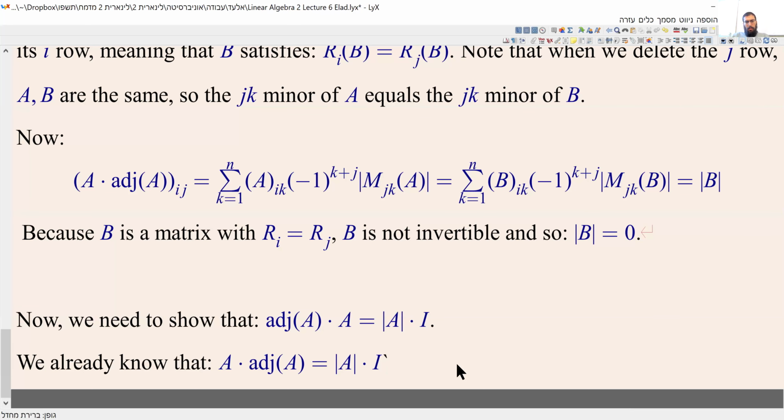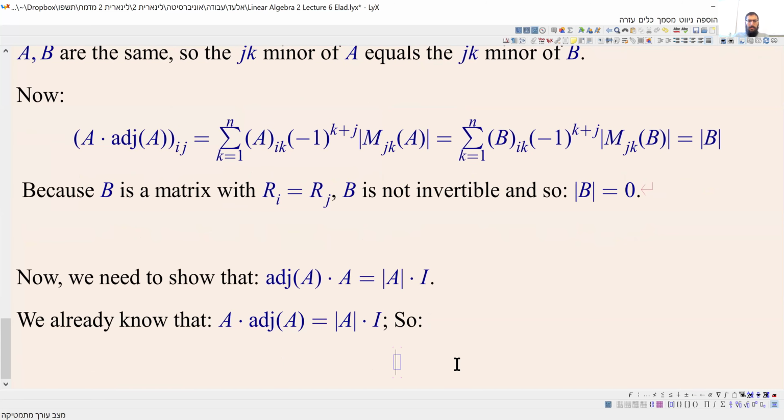And what happens when we transpose both sides of the equation? We have A multiplied by the adjugate matrix, all of it transposed. And on the other hand, the determinant of A multiplied by I, all of that transposed.